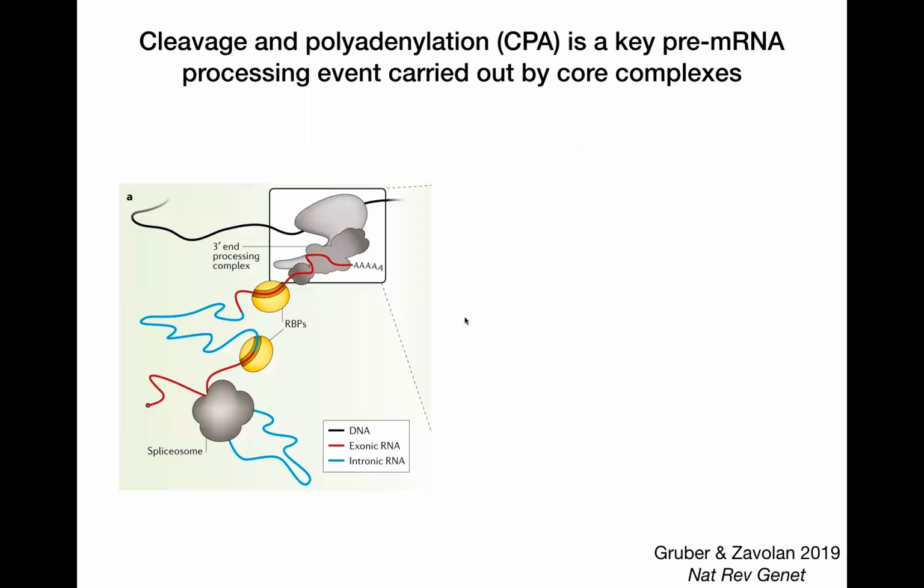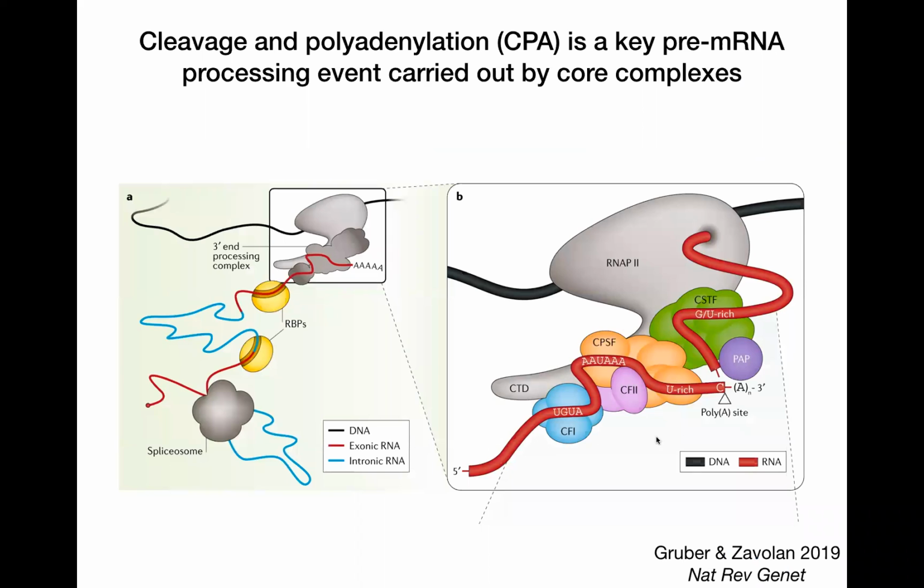Cleavage and polyadenylation is a core RNA processing event carried out by core complexes. These core complexes recognize cis regulatory elements at the end of the pre-mRNA and dictate where cleavage occurs and the poly A tail is added. Importantly, the site of cleavage and polyadenylation is not constitutive, but alternative, leading to diversity in UTR sequences.